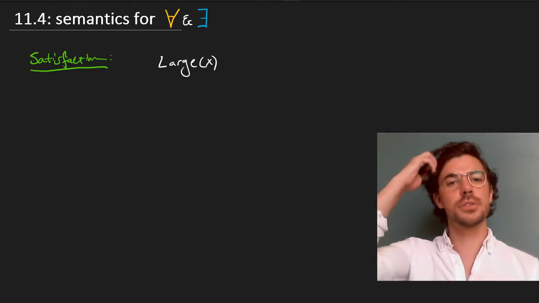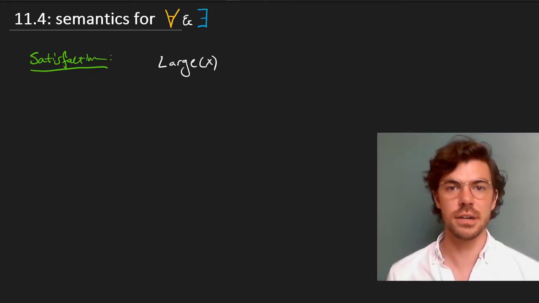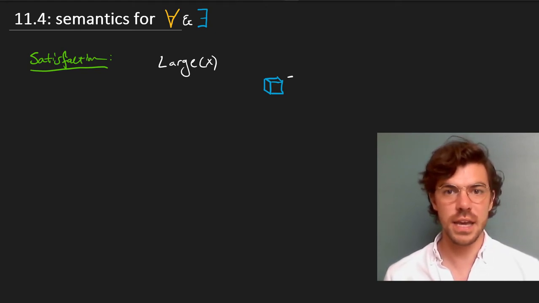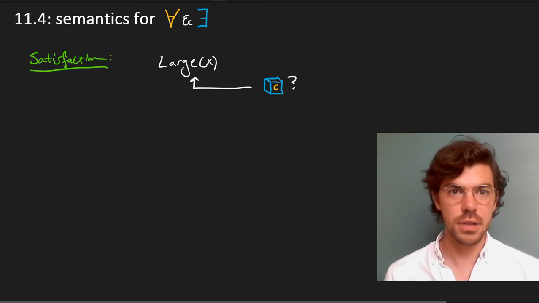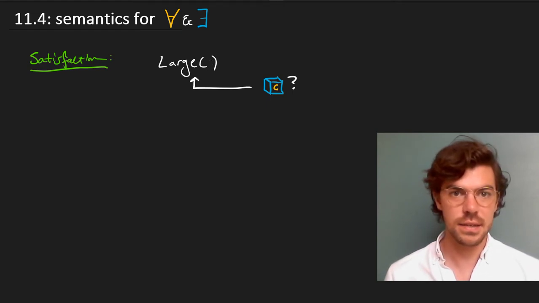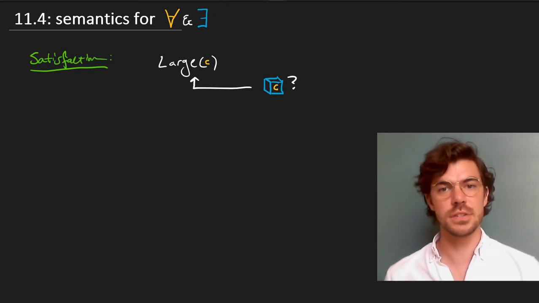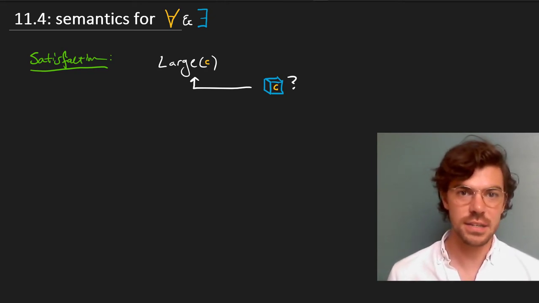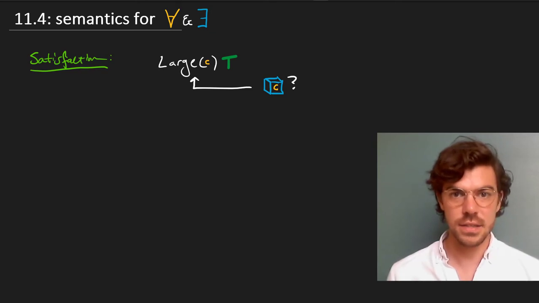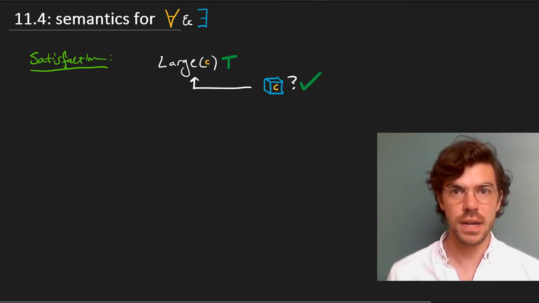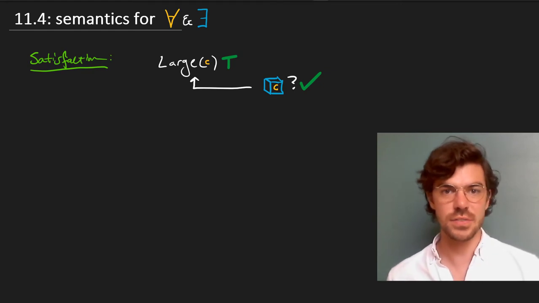Say "x is large." So suppose we have an object over here, a cube, and we want to know, does this object satisfy the formula "large x"? Well, what we do is we give this cube a name, call it c, and we plug the constant c in for the instance of the variable. If this newly formed sentence comes out true, then we can say that this object satisfies it, or if it comes out false, we can say it doesn't satisfy it.